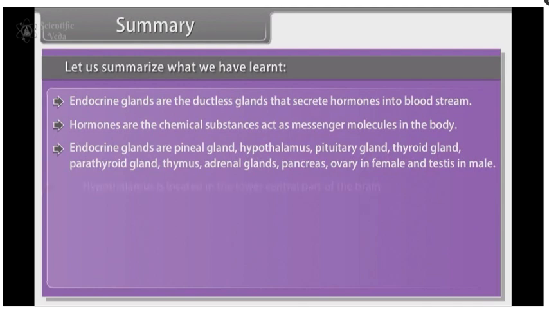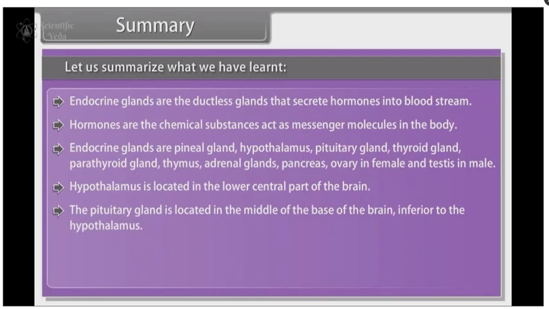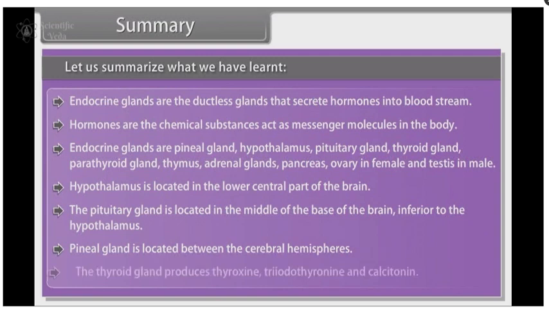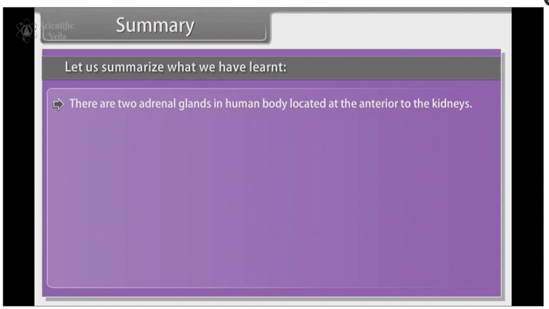Hypothalamus is located in the lower central part of the brain. The pituitary gland is located in the middle of the base of the brain, inferior to the hypothalamus. Pineal gland is located between the cerebral hemispheres. The thyroid gland produces thyroxine, triiodothyronine, and calcitonin. There are 2 adrenal glands in the human body located anterior to the kidneys. Pancreas can act as an exocrine gland as well as an endocrine gland.